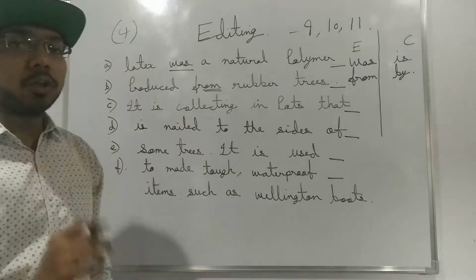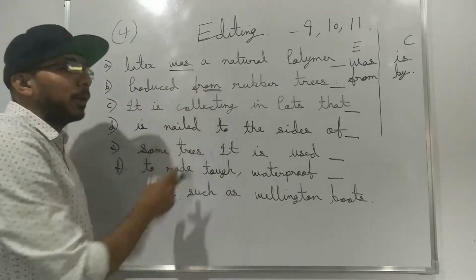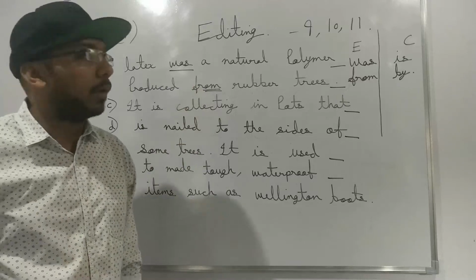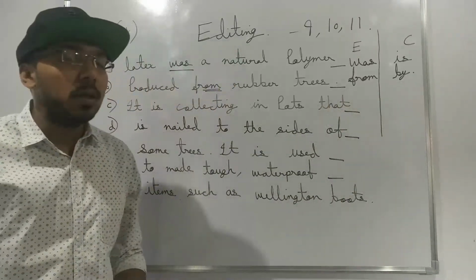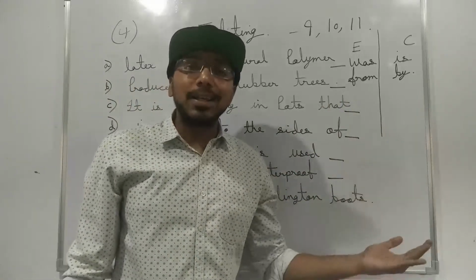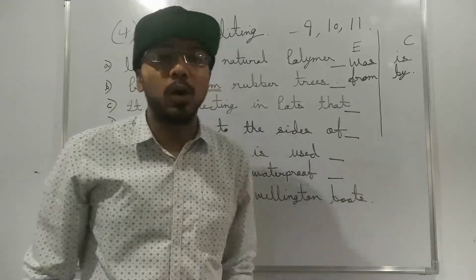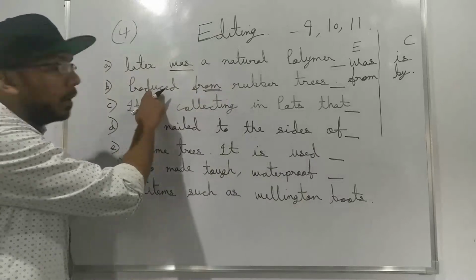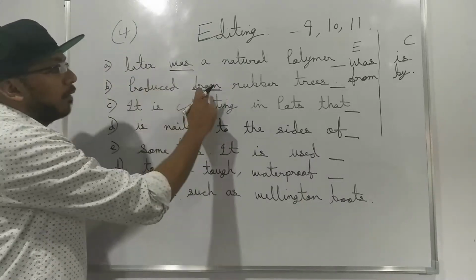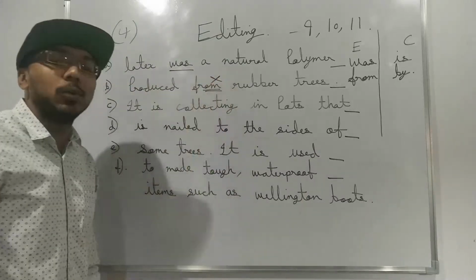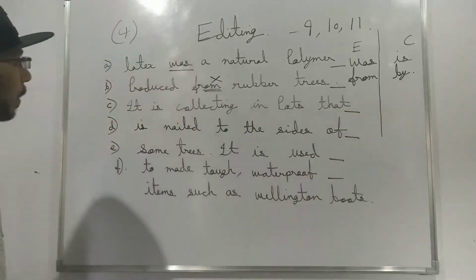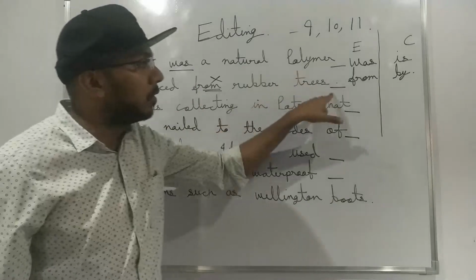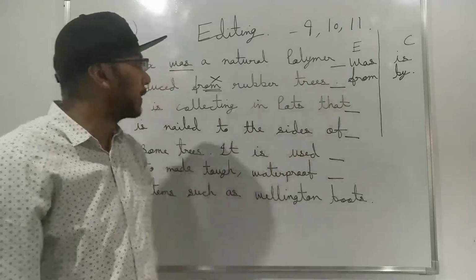From we will not use because from is only a preposition. But by, also being a preposition, also acts as an adverb. So here this is the verb produced. That is why from will not be used because it is only a preposition. By will be used because it is also an adverb. Produced by rubber trees. Full stop. I hope this is clear.